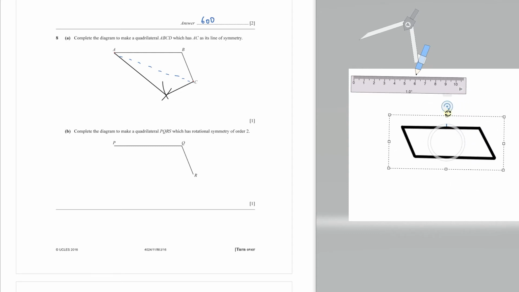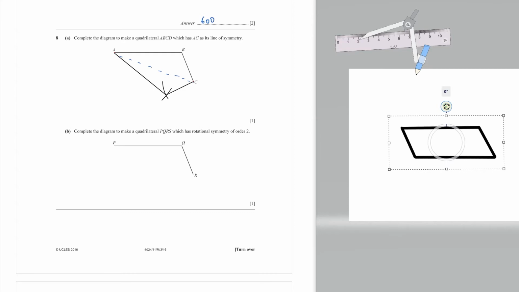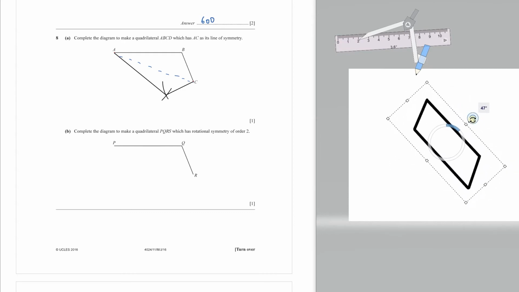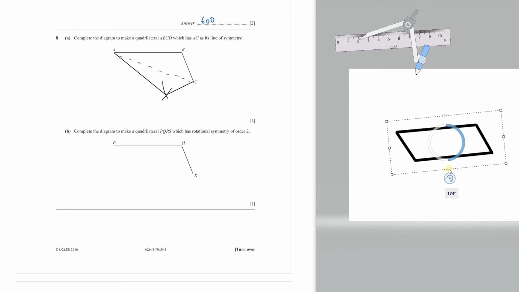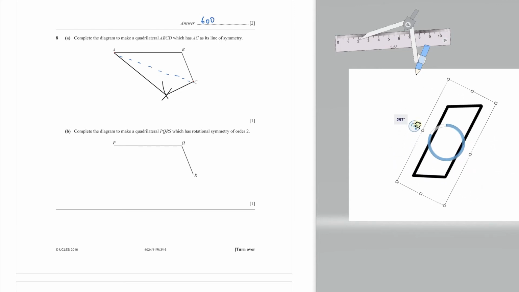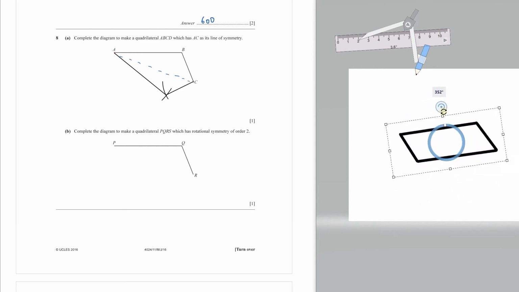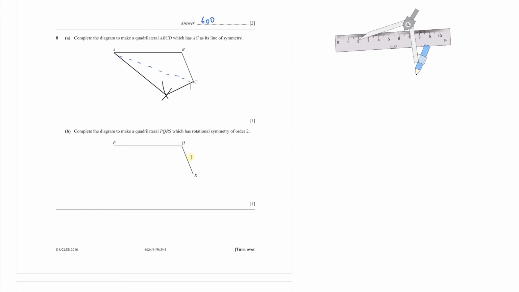So let's say it's positioned at angle 0 here. So this is at 0. And once I start to rotate it a full 360 degrees, I get the exact same shape at 180 degrees. So this is 1. And then I also get the exact same shape at 360 degrees. So a parallelogram indeed has order of rotational symmetry 2. So now what we can do is complete this diagram to make a parallelogram.